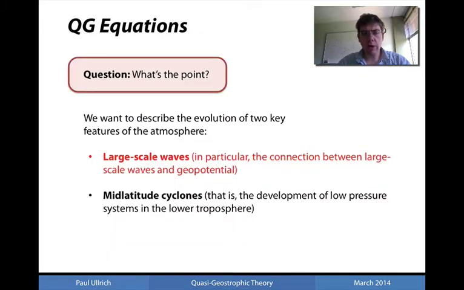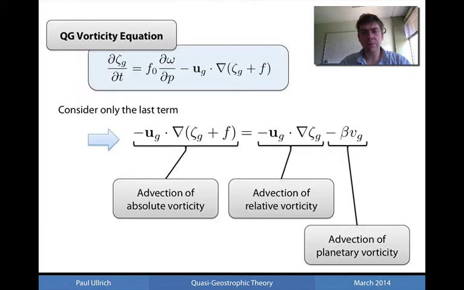So recall, what's the point of our analysis of quasi-geostrophic theory? We're looking at large-scale atmospheric behavior in the mid-latitudes, and the two particular features that we'll be looking at are large-scale waves and mid-latitude cyclones. So here our focus will be on the large-scale wave component.